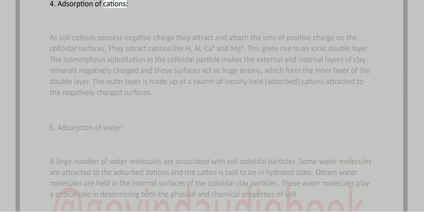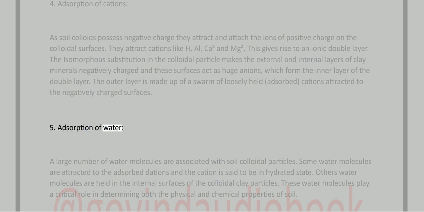4. Adsorption of cations. As soil colloids possess negative charge, they attract and attach ions of positive charge on the colloidal surfaces. They attract cations like H+, Al3+, Ca2+ and Mg2+. This gives rise to an ionic double layer. The isomorphous substitution in the colloidal particle makes the external and internal layers of clay minerals negatively charged, and these surfaces act as huge anions, which form the inner layer of the double layer. The outer layer is made up of a swarm of loosely held, adsorbed cations attracted to the negatively charged surfaces.